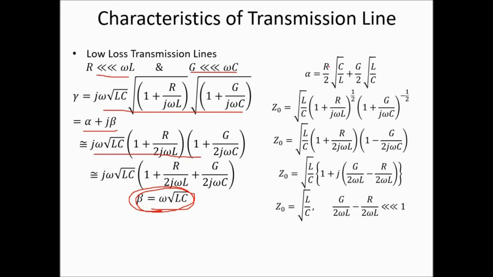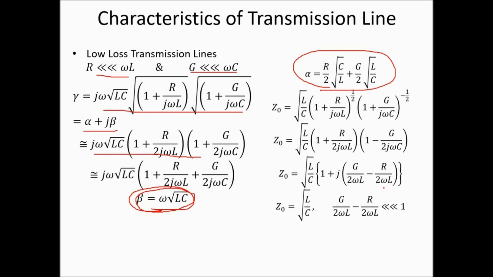And the attenuation constant is equal to r over 2. So you cancel out this omega and it will be c, the square root of c over l. And this term will be c over 2, the square root of l over c. So now if you take L over C as a common factor, Z naught, so this is my attenuation constant here. And if you want to find the Z naught, the impedance, you can write down the expression this way. And then you can approximate this.